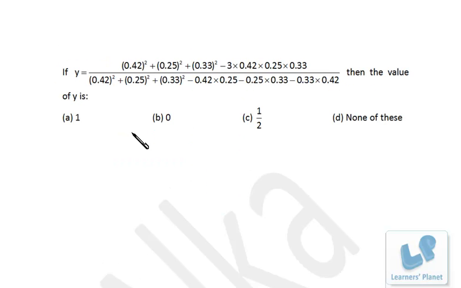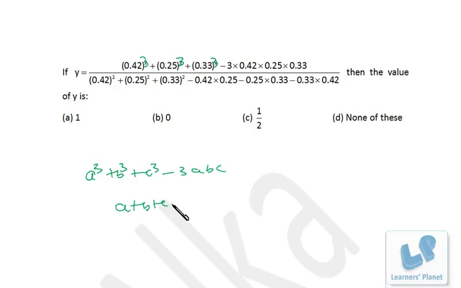Now this one, a square plus b square plus c square minus 3abc. This is a square plus b square plus c square minus AB minus BC minus AC. I'm sorry friends, it's a mistake, it's cube. Okay, so it's a cube plus b cube plus c cube minus 3abc, right? So have a quick recap.